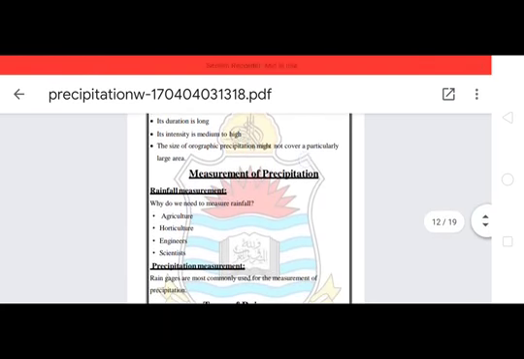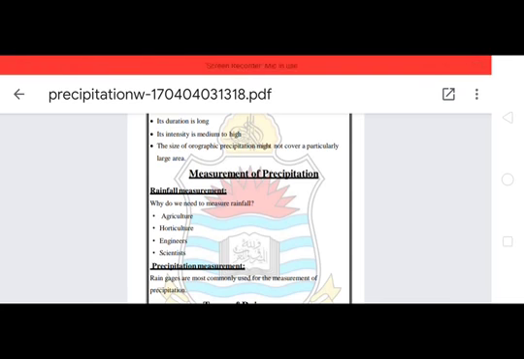Then, measurement of precipitation. We have to measure the precipitation amount so that we can prepare in advance if the precipitation is more than expected, or if there is no precipitation. No precipitation leads to barren land, and high precipitation leads to flooding or extreme conditions. So it is necessary to measure the precipitation amount.